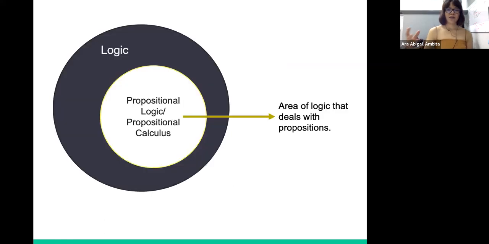Okay, so the area of logic that deals with propositions is called propositional logic or propositional calculus, and that will be the main topic that we will be discussing throughout this session. Propositional calculus or logic was developed systematically by the Greek philosopher Aristotle more than 2,300 years ago.